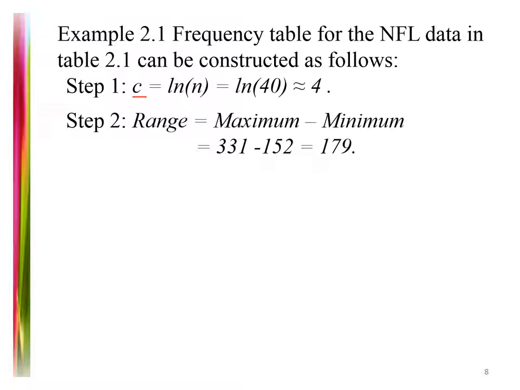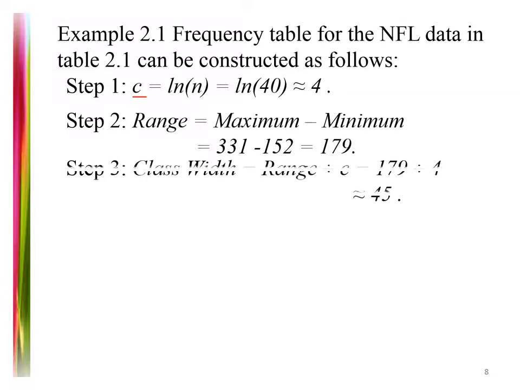Then step 2, range calculation. So maximum minus minimum. The maximum value is 331 and the minimum value is 152. So that should be equal to 179. That is step 2. And step 3, class width calculation. It is equal to the range divided by the number of classes.